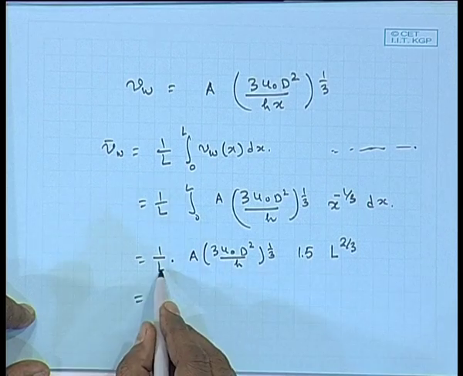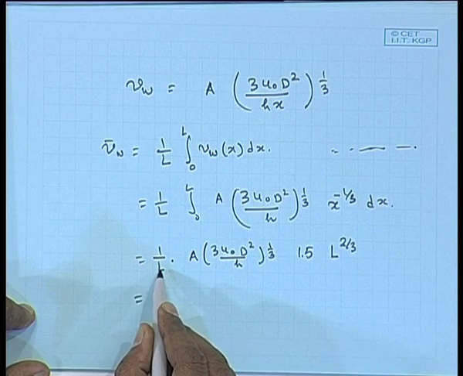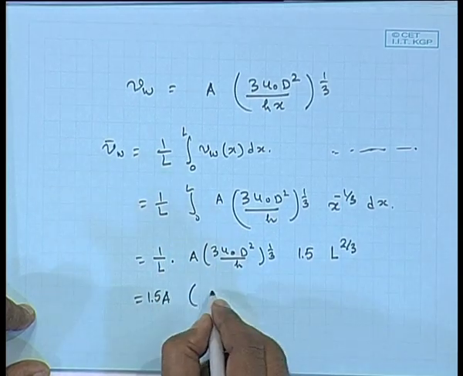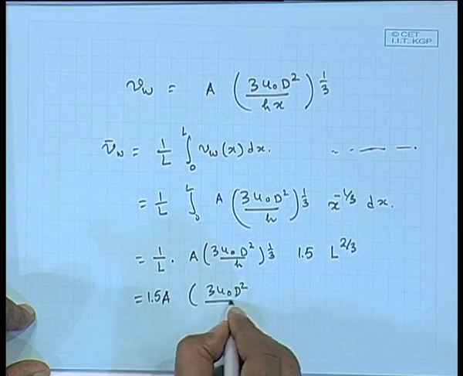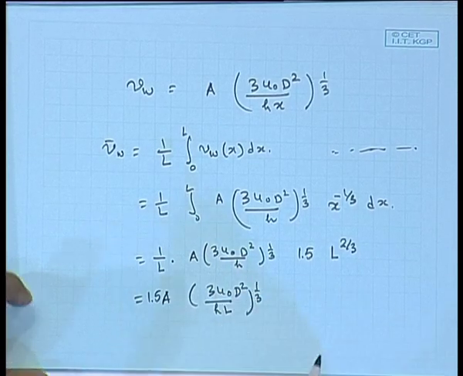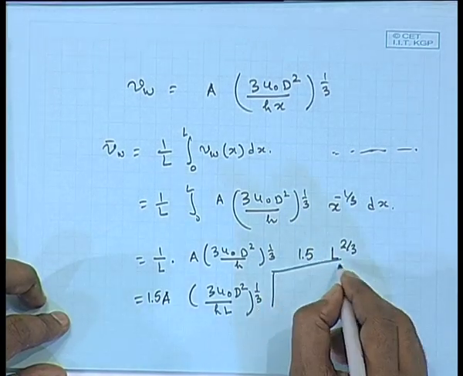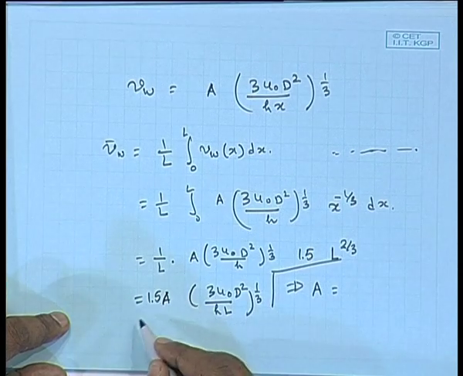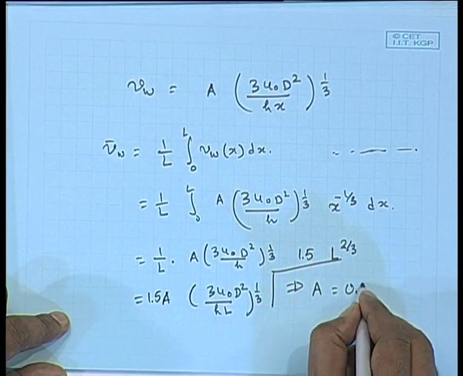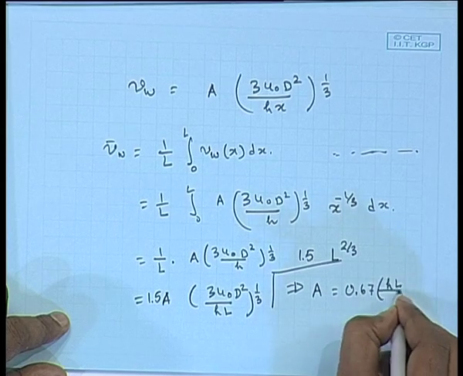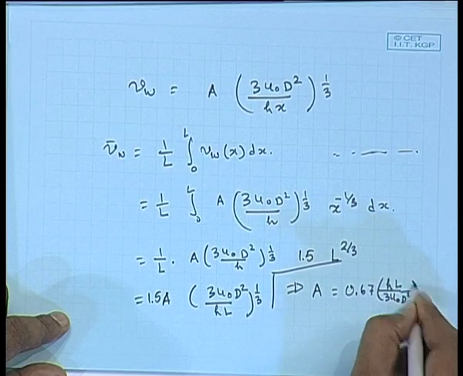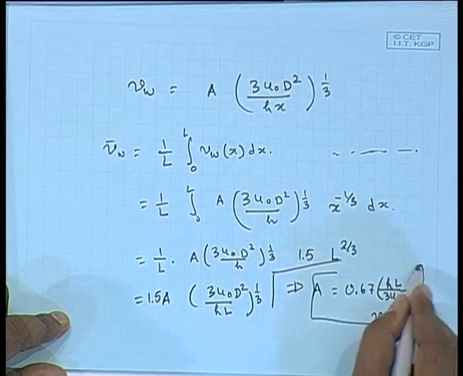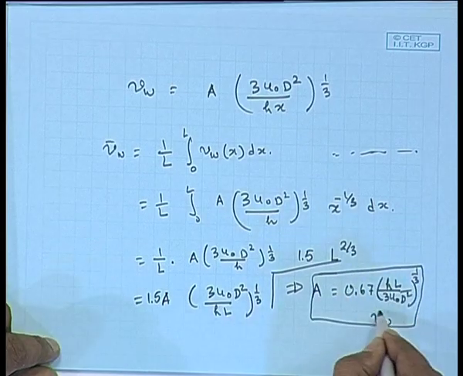So, it becomes 1 over L, so L to the power 1 upon 3 in the denominator. Everything will be going inside: 1.5 A times (3 u0 d square over h L) raised to the power 1 upon 3. So, from here you will be getting A as 2 by 3 times (h L over 3 u0 d square) raised to the 1 upon 3 times V w bar. That will be the expression of A. V w bar means the length averaged V w.